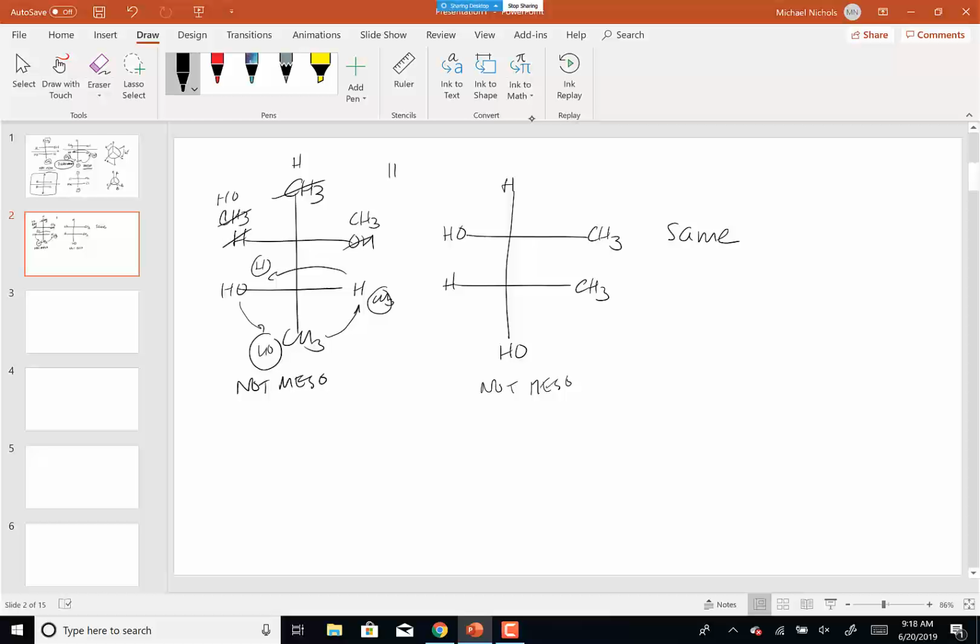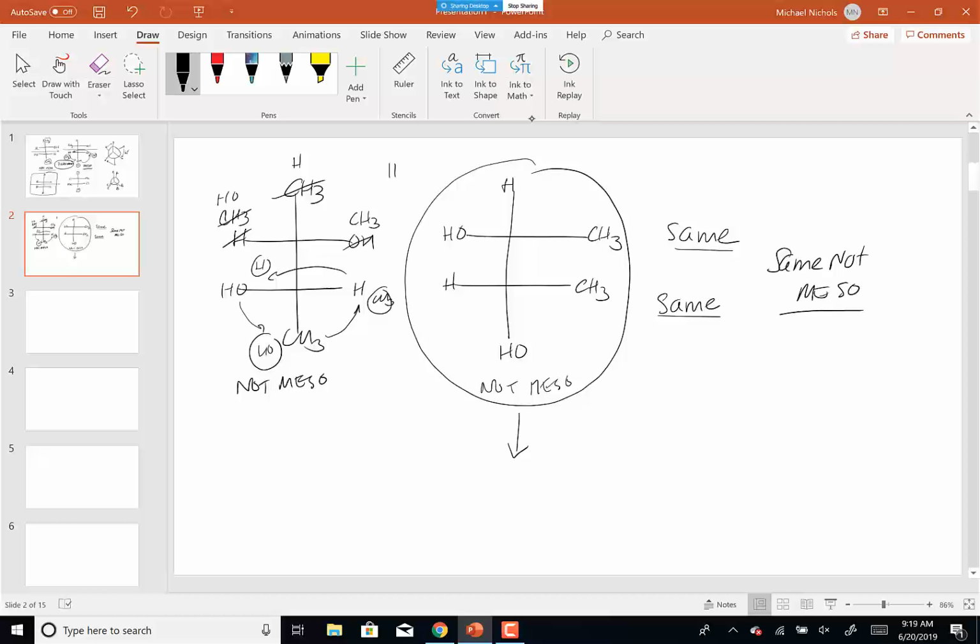Why would 2 meso compounds never be diastereomers? Because, let's take this as an example. Right now, we just found out that these 2 molecules are what? Top carbon's the same, bottom carbon's the same. That means overall, they are the same, not meso compound. So they're the same compound and they're not meso. Because you could be same and be meso. That's why they're same, not meso, and same meso.